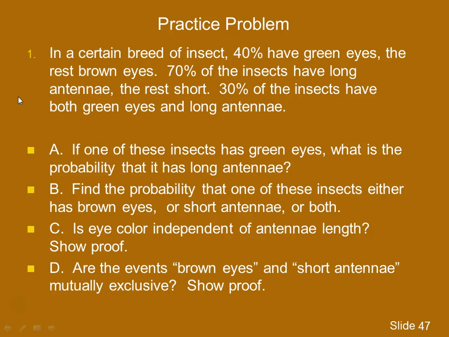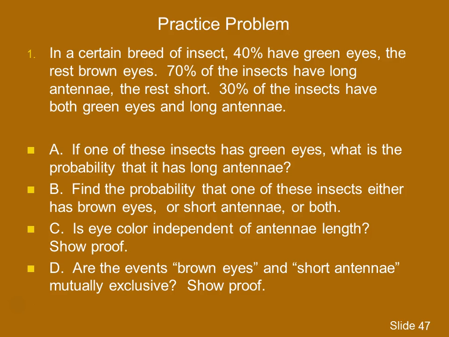Let's do one more practice problem, because usually students need a lot of practice with probability. We're going to do a similar problem to our last one, but a little bit different. Suppose we have a breed of insect in which 40% have green eyes and the rest have brown eyes. 70% of the insects have long antennae and the rest short antennae. 30% of the insects have both green eyes and long antennae.